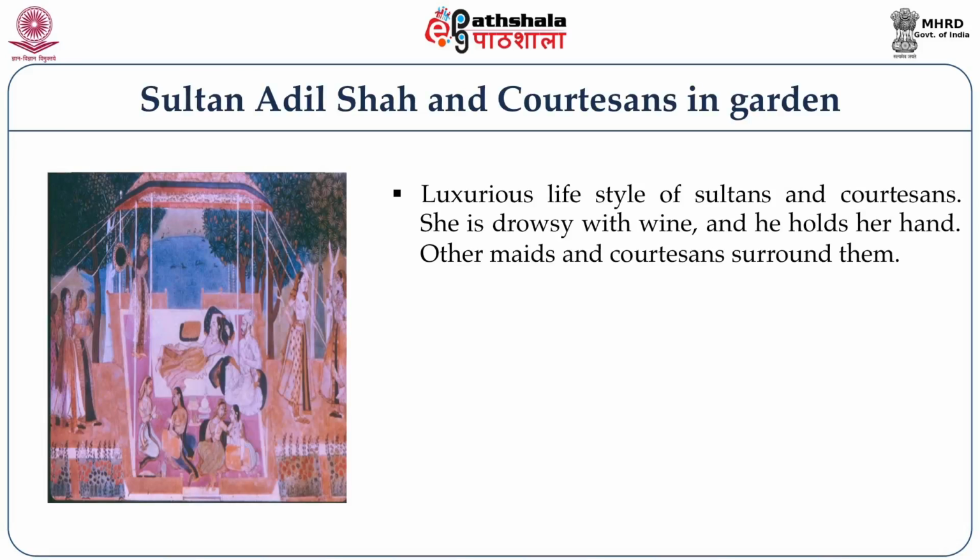You have another painting of Sultan Adil Shah with a lot of courtesans in the garden. It shows a very luxurious lifestyle of the Sultan where he is surrounded by these courtesans. It appears all of them are very drowsy with wine, and the Sultan is holding the wine in his hand and the courtesan is holding the wine, offering it to the Sultan. And you have a number of maids who are surrounding them. You can see a lot of items of toiletries spread around them.